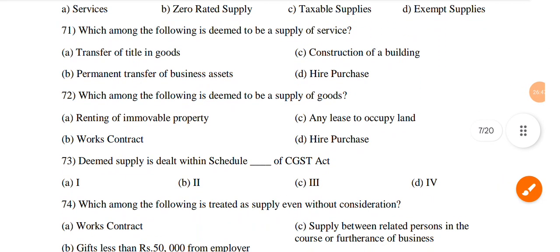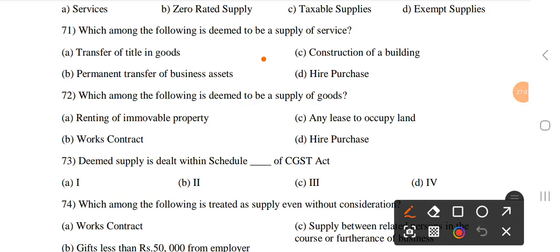Next question, which among the following is deemed to be a supply of service? Option A, transfer of title in goods, B, permanent transfer of business assets, C, construction of a building and D, hire purchase. The correct option is C, construction of a building.